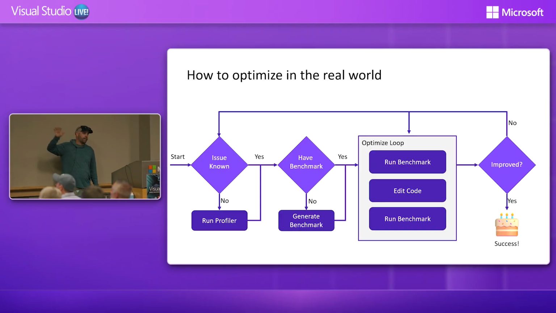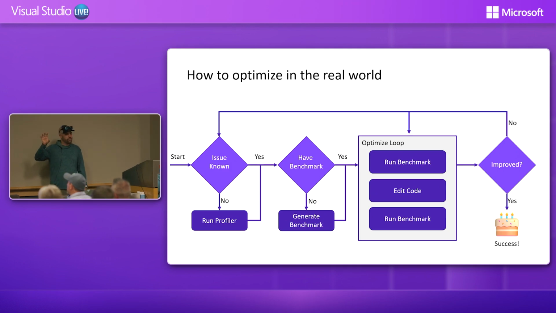Hopefully you can see it in the back. But this is what I think of when I say the canonical performance improvement pipeline. Basically, you want to figure out, do you know what your issue is? If you don't know what your issue is, you run the profiler. It gives you a report at the end. You know what your issue is. Once you know what your issue is, do you have a benchmark that exercises that issue and that shows you that issue?